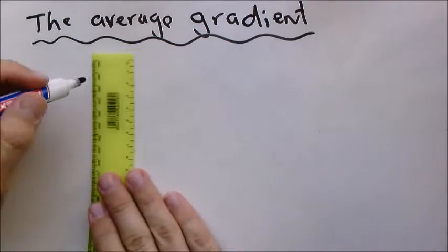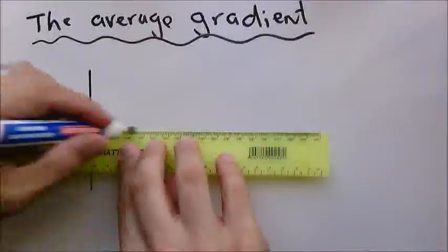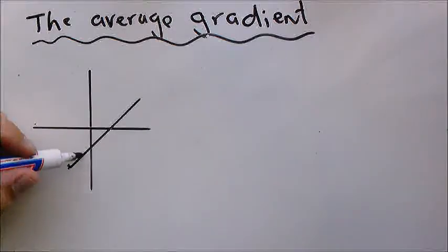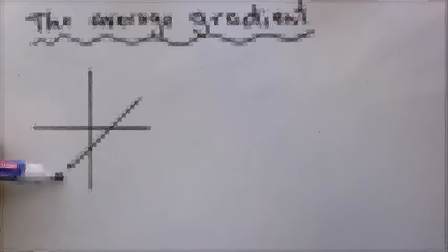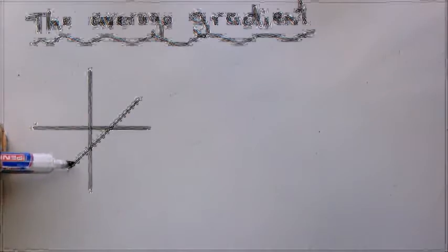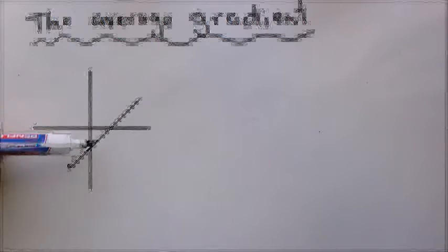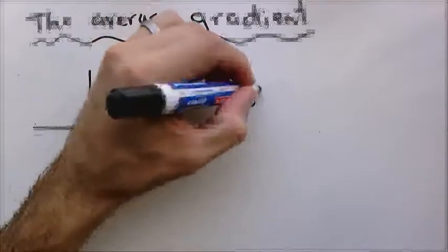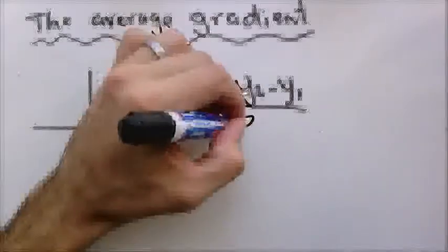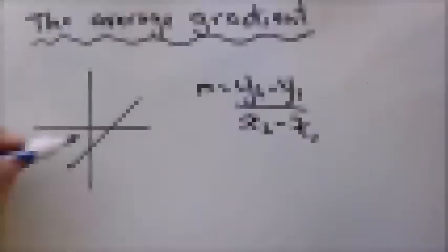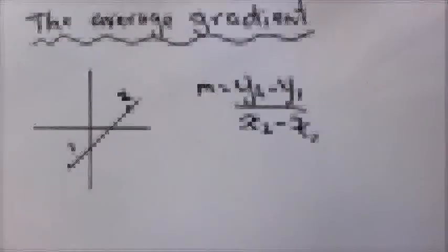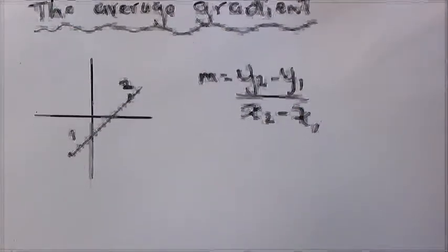First of all, straight line graph. Let's say this is our graph. The gradient will be the same for this line, doesn't matter where it is, right? So the average gradient will be the specific gradient at any point for a straight line graph. Okay? So remember, the gradient is y2 minus y1 over x2 minus x1 if you have 2 points on a graph.